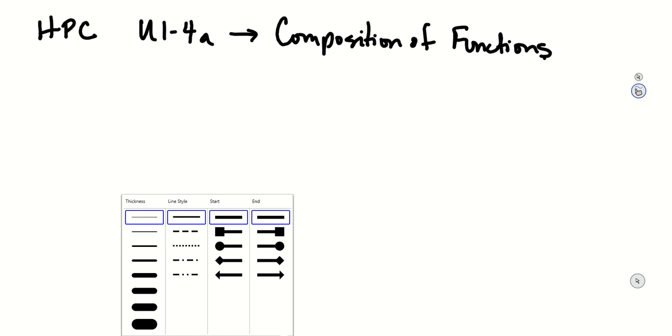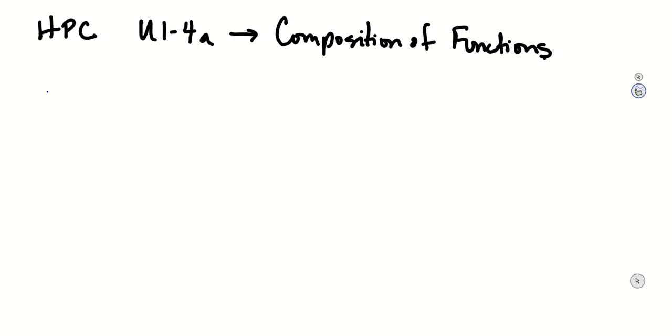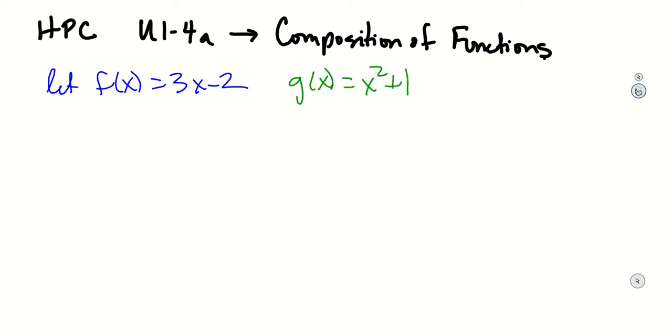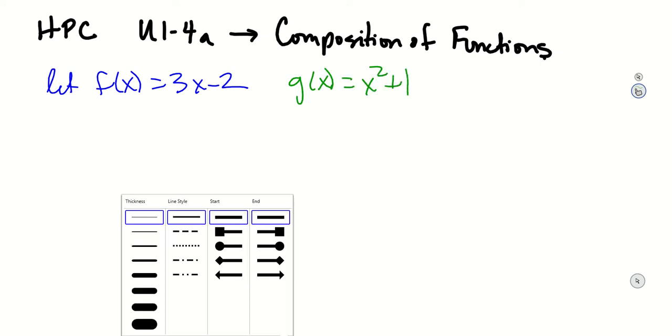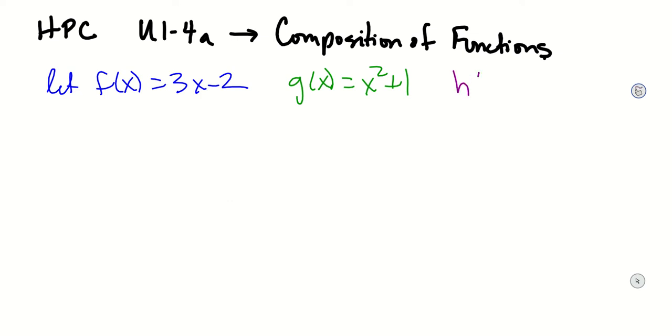I'm going to give you three functions. We're going to let f of x equal 3x minus 2. We're going to let another function, g of x, equal x squared plus 1. And then we're going to have a third function. Let's let h of x equal x over x minus 1. So what we're finding here is composition of functions.